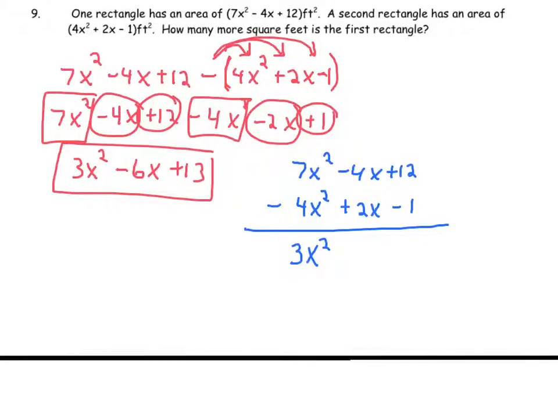subtracting 2. So a negative 4 minus 2 is going to give me a negative 6x. And then you have 12 subtracting a negative 1. So if you have a 12 and you're subtracting a negative 1, that means you do keep, change, change. So 12 subtracting a negative 1 would give me plus 13. So you can do it the stacking method, you just have to be careful with your signs, and you still get the same answer.